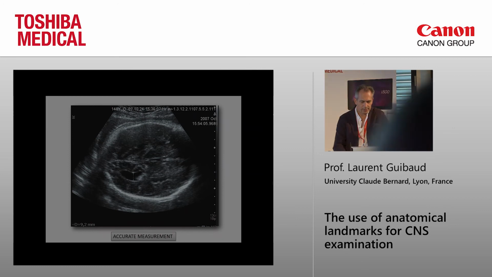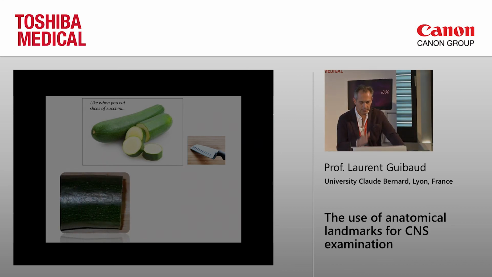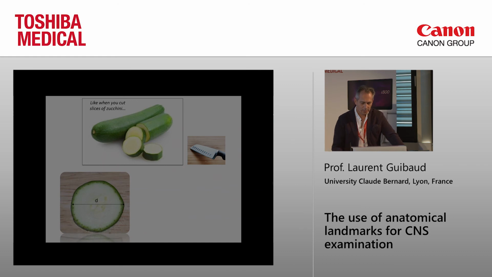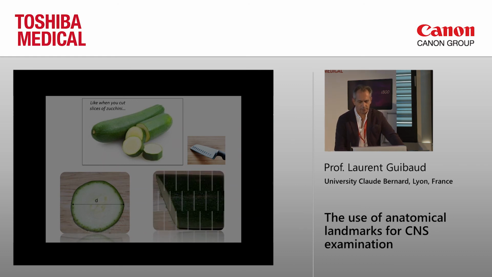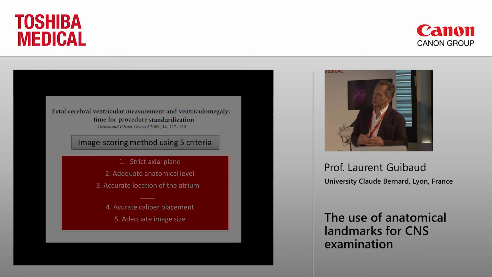A good example is this zucchini. When you want to cut slices of zucchini, you can do it in an orthogonal plane, perpendicular to the zucchini, and you have this slice. But if you are off and a little bit oblique, you will get this slice, and the second one is larger than the first slice. And it's exactly the same thing. And it's why we published this score.